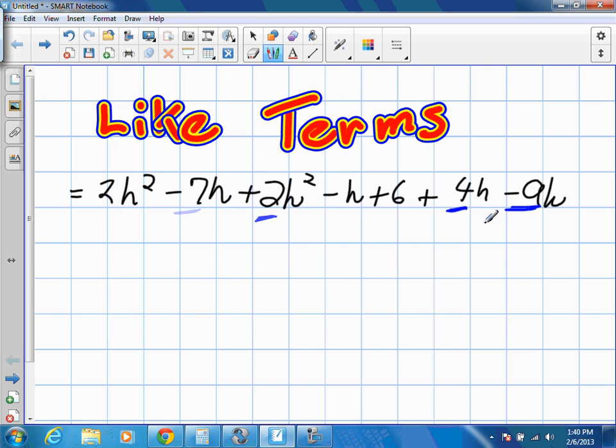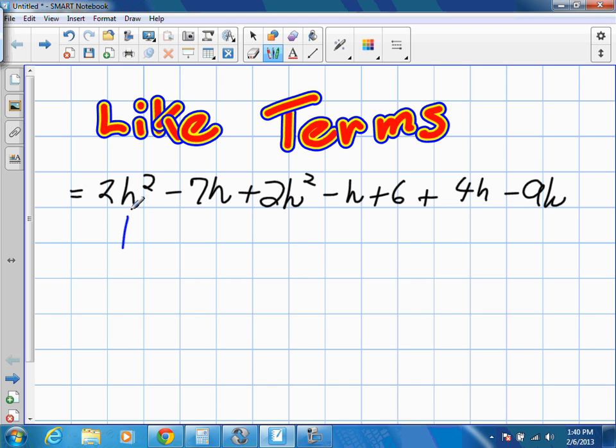Starts with a C. Coefficient. Okay, so coefficients. When we're combining these like terms, these coefficients, we're going to be adding and subtracting them together. But again, we got to figure out which one is a like term.